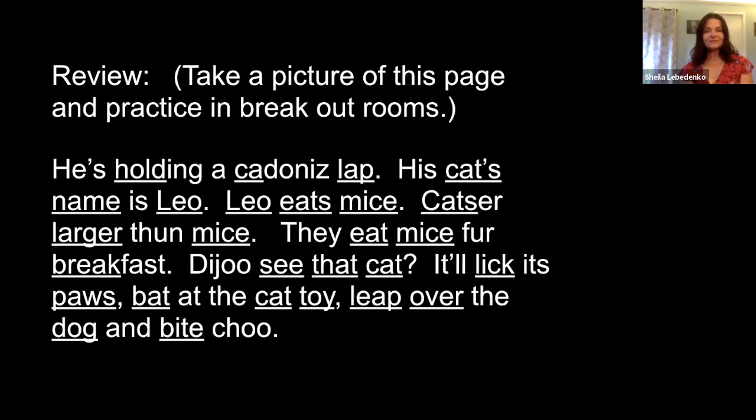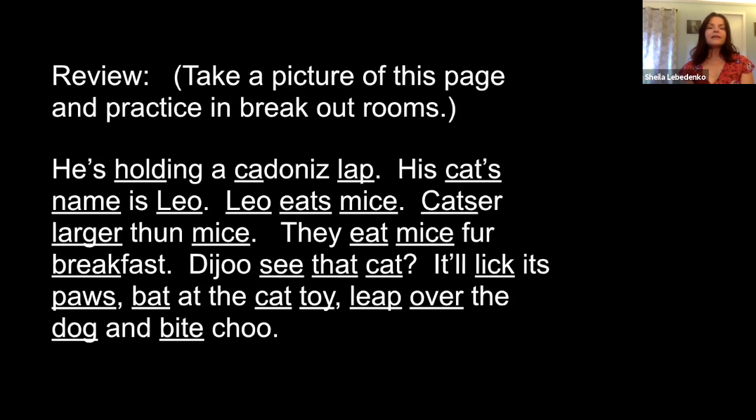He's holding a cat on his lap. His cat's name is Leo. Leo eats mice. Cats are larger than mice. They eat mice for breakfast. Did you see that cat? It'll lick its paws, bat at the cat toy, leap over the dog, and bite you.